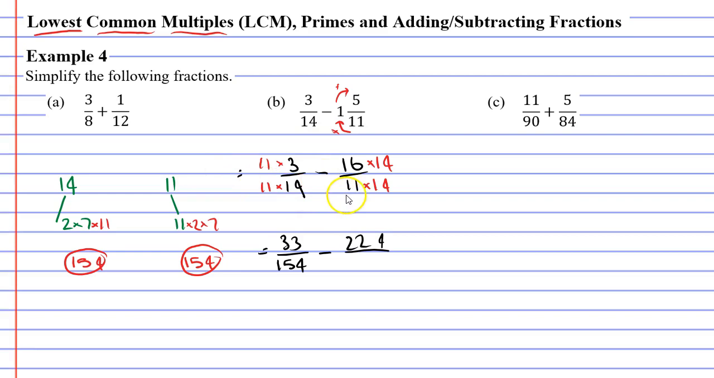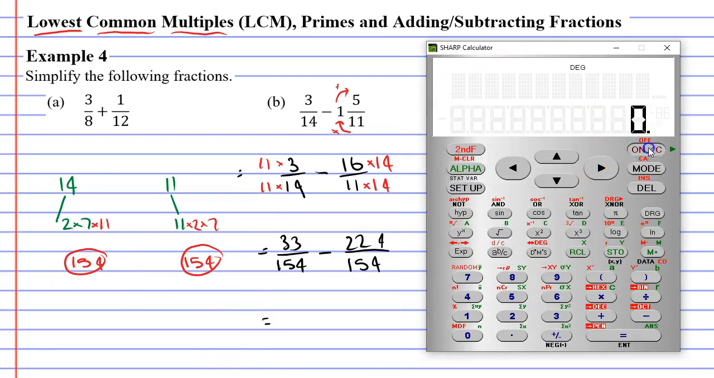And for my denominator, 11 times 14 is 154. I get my lowest common multiple. All right, our denominators are the same, so we can now subtract our fractions. I'm going to cheat a little bit. I'm going to bring up my calculator because I always worry that I'm going to get it wrong.